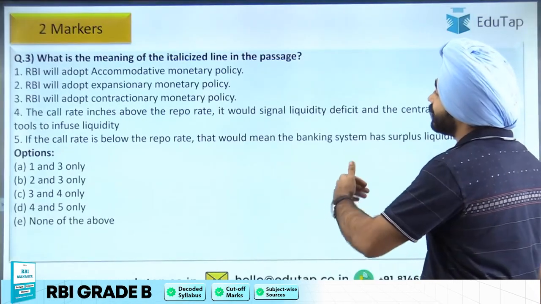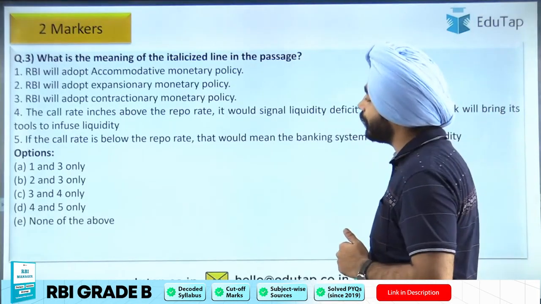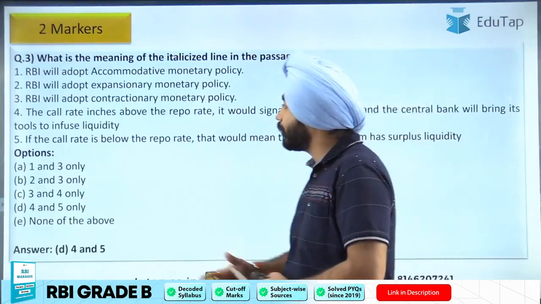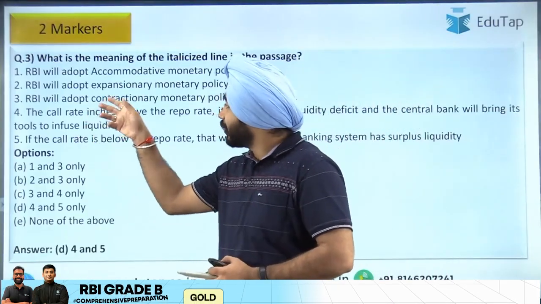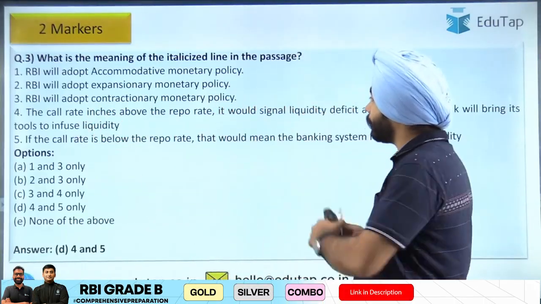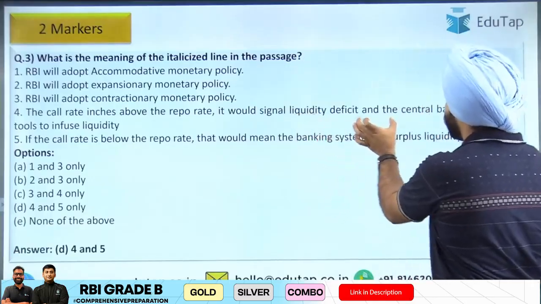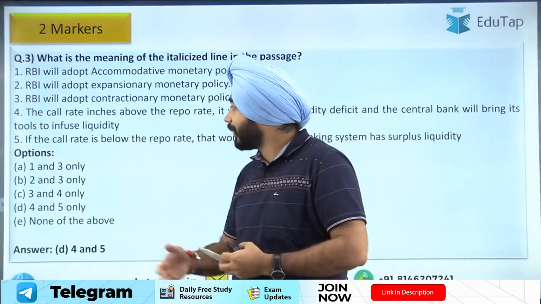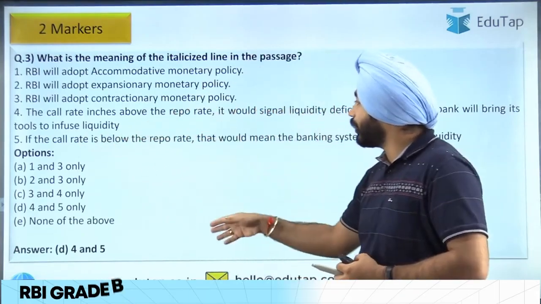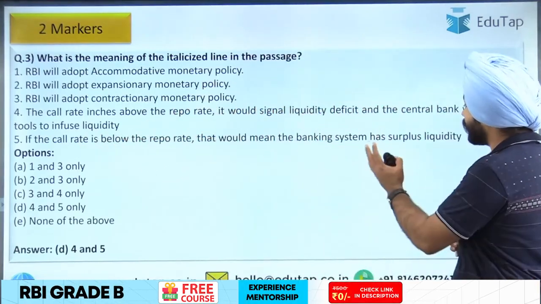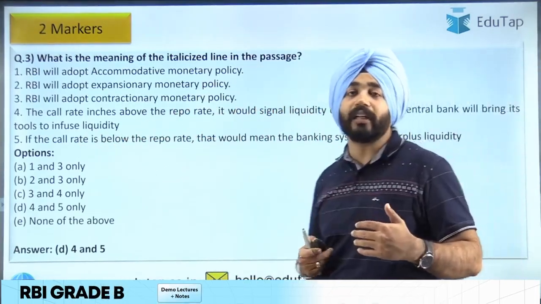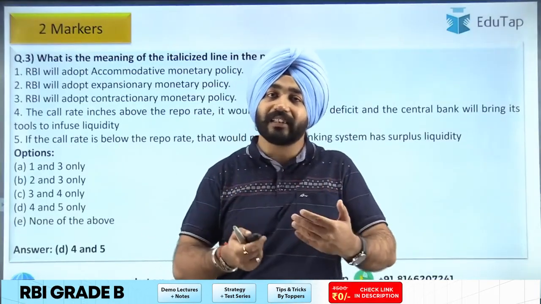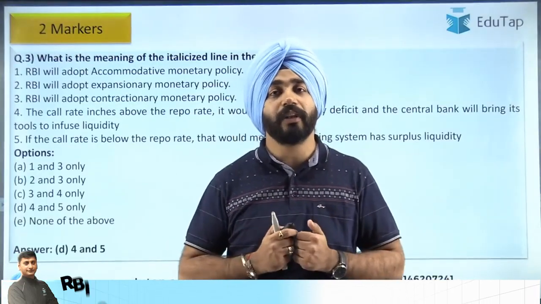so here guys, if I talk about the specific things, it was focusing on these two things. It says if the call rate is inching above the repo rate, it would signal a liquidity deficit and the central bank will bring its tools to infuse liquidity. ठीक है जी. Then if the call rate is below the repo rate, that means that the banking system has surplus liquidity. These are the basic things that were discussed in that specific paragraph about the LTRO.